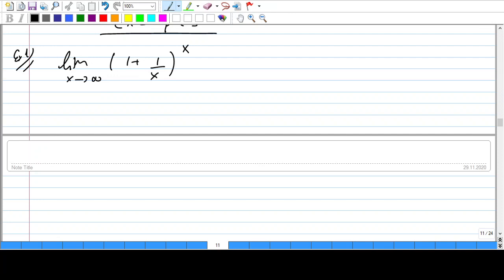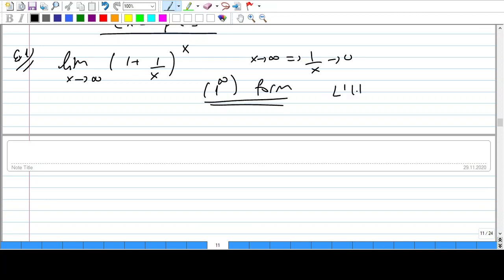If x approaches infinity, then 1 over x approaches 0. So we have 1 plus 0, which is 1. So what do we have? 1 to the power infinity. This is of the form 1 power infinity. In other words, L'Hopital cannot be applied in that form. But let us make it applicable.